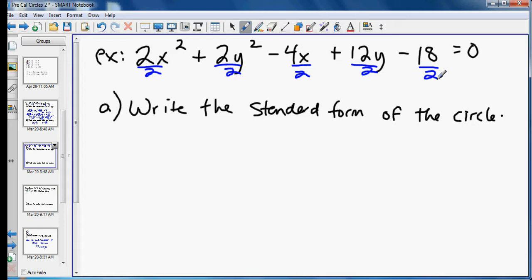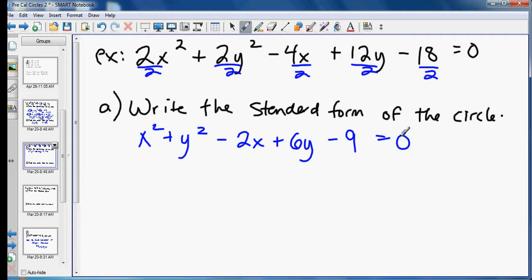So the first thing I will do is divide every single term in this equation by 2. So that turns out to be x squared plus y squared minus 2x plus 6y minus 9. So that's step 1. Now we checked that last time but didn't have to do anything. This time we did. So then we go from there and do the same process as last time. We add the 9 to both sides and we reorder this so the x's are together and the y's are together.